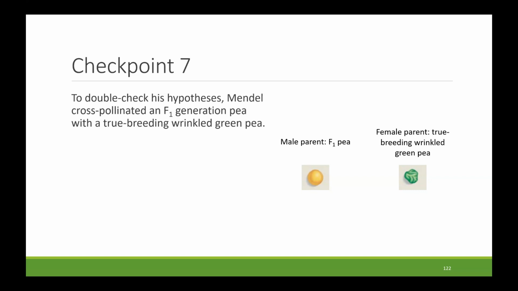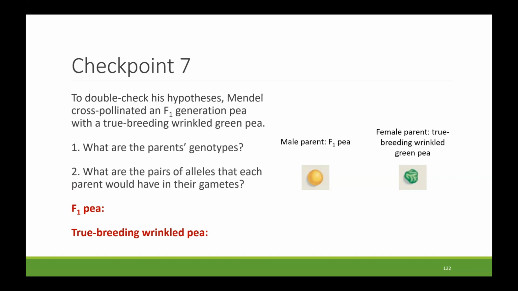We're going to break this up into 2 parts. So for the first part here, I want you to complete just the first 2 steps, which are, what are the parents' genotypes? And then once you know the parents' genotypes, tell me what pairs of alleles could each parent have in their gametes. So please use the same letters we've been using. Use A for texture and B for color, and list all the possibilities for each parent.